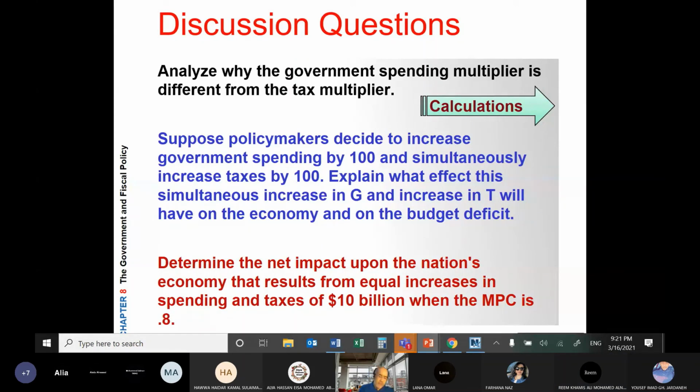What is the government spending multiplier? 1 divided by 0.2, it is 5. So an increase in government spending by 10 will lead to an increase in Y by 50. What is the tax multiplier? 0.8 divided by 0.2. The tax multiplier will be minus 4. So an increase in taxes by 10 will lead to a decrease in output by 40. So the net effect, output will increase by $10 billion.